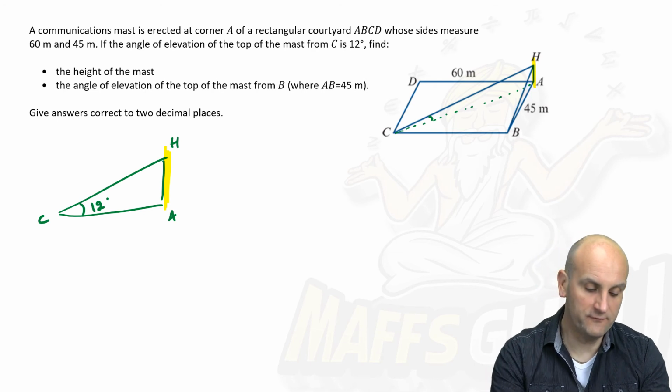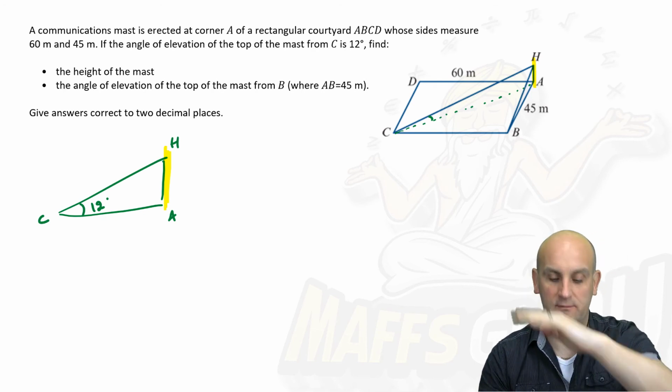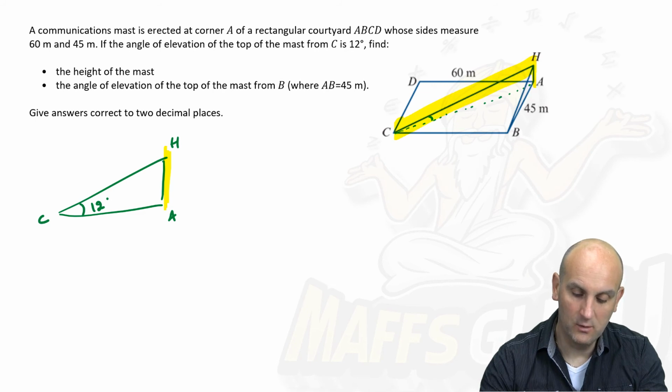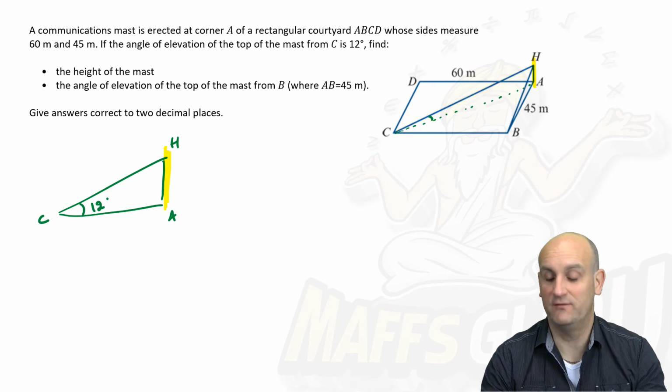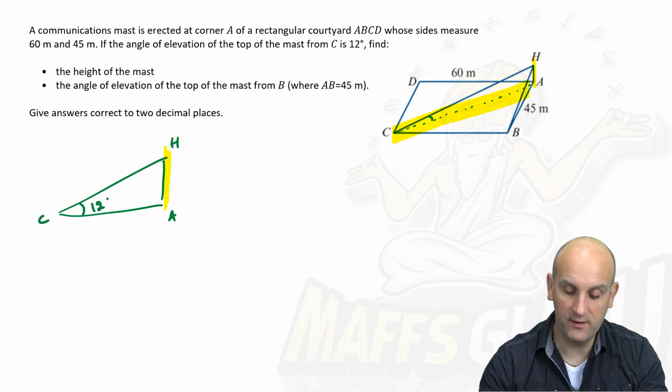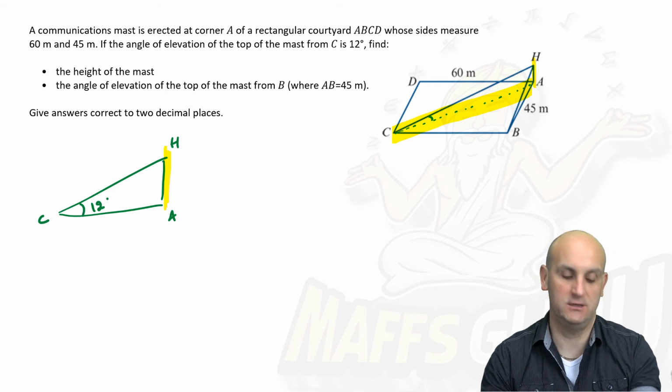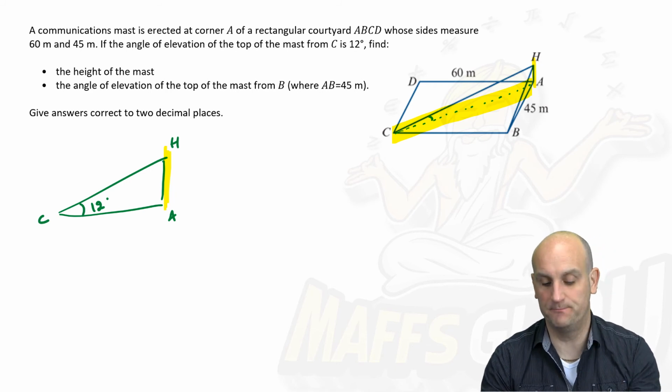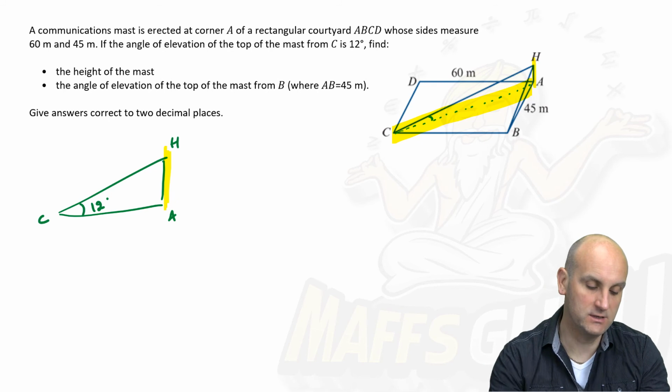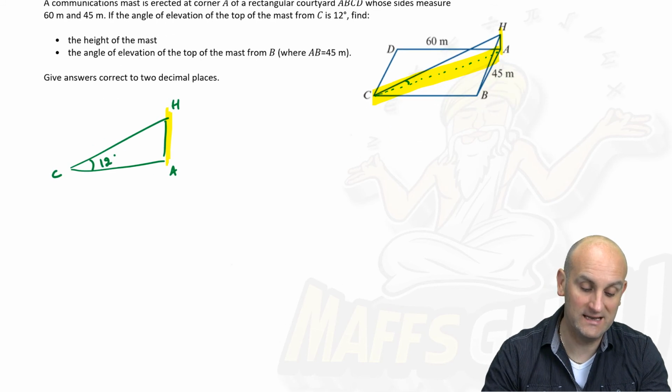So I've either got to find the length of that line from C to H, which is going to be nigh on impossible because I don't have enough information, or I can find that length there. Once I've got that, I can use trigonometry and life is good. Can I find C to A? I should be able to, because again, I'm going to go back and do what I need to do.